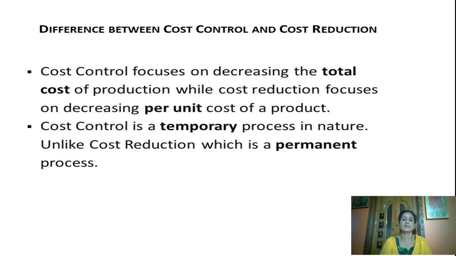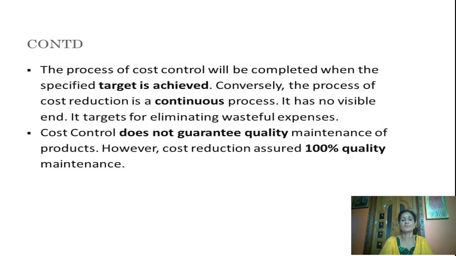Cost control is a temporary process in nature, unlike cost reduction, which is a permanent process. This should be an ongoing process. Cost reduction is an ongoing process, whereas cost control is a temporary process in nature, which means to say that for that particular period it is determined, and again for the next period it will be a newer one. But cost reduction is permanent, it's ongoing, they keep on doing it again and again. The process of cost control will be completed when the specific target is achieved. Conversely, the process of cost reduction is a continuous process that has no visible end.